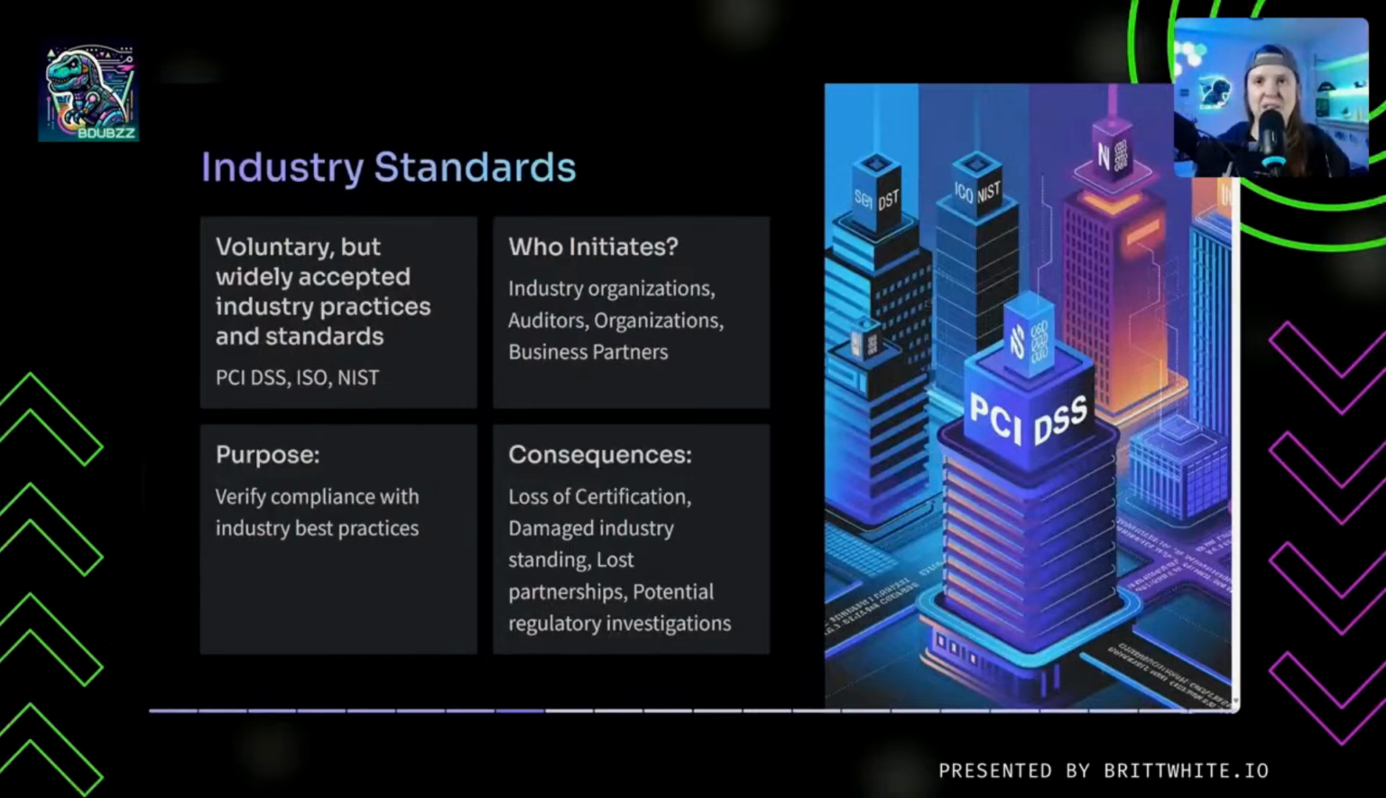The consequence of failing these investigations is that the organization could lose industry certifications, or their industry standing takes a hit. They might even lose business partnerships due to reputational damage. And in some cases, failing industry standards could trigger regulatory investigations if certain laws aren't being followed. And nobody wants that. The bottom line with industry standards investigations is that these are about meeting voluntary but crucial industry benchmarks, usually for certification or compliance, and staying competitive in your space.